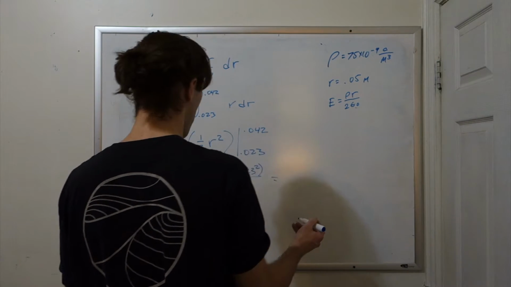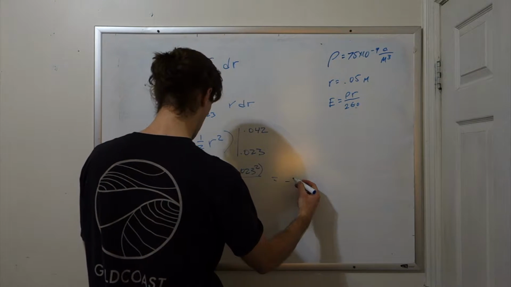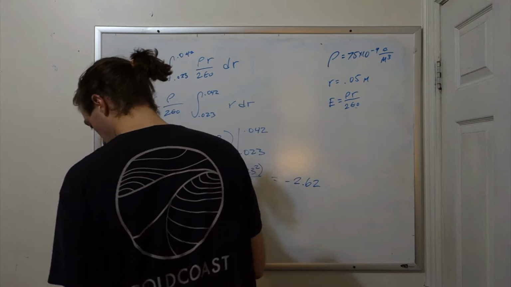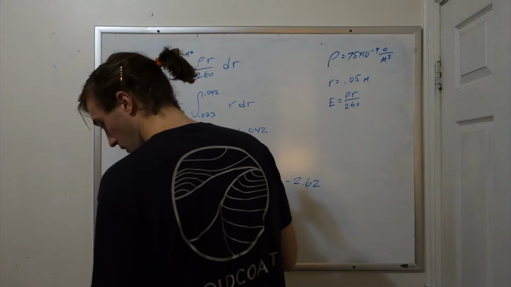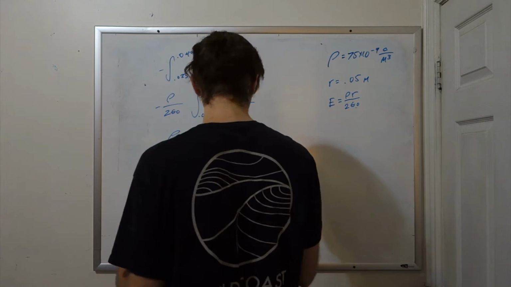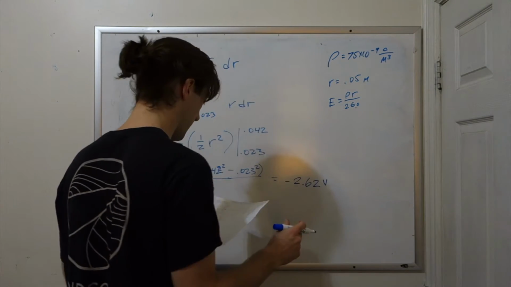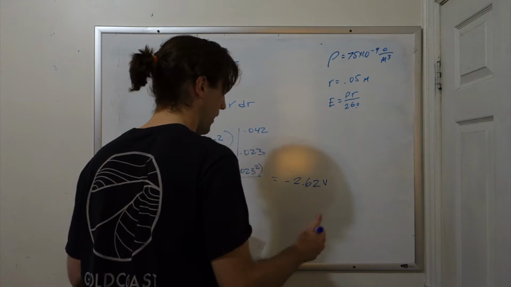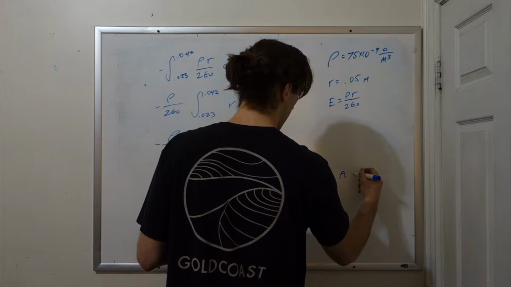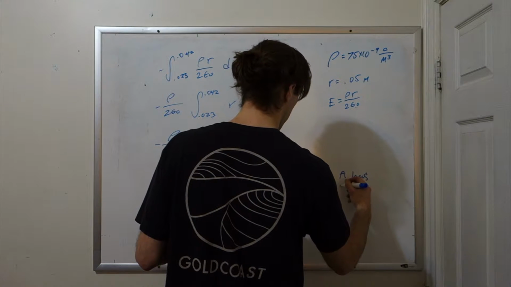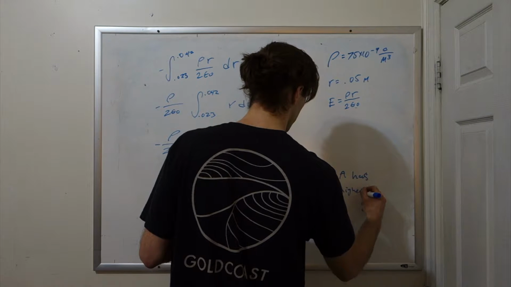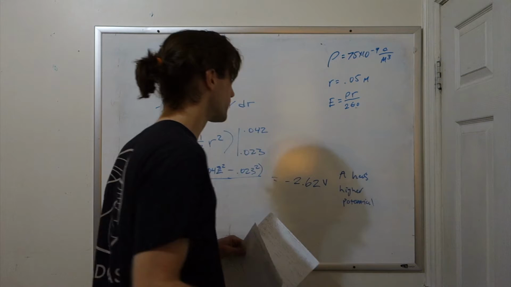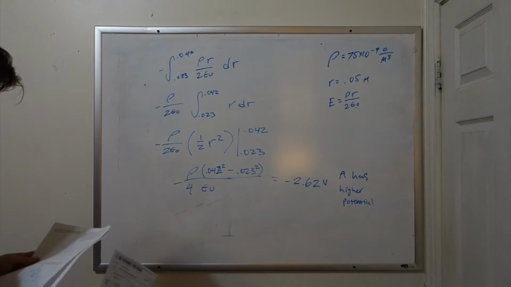And so this should give us an answer. This ends up coming out at negative 2.62 volts, and then I had this originally, but A has the higher potential. Okay.